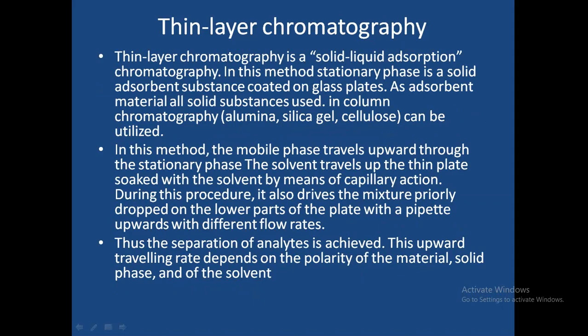Next comes thin layer chromatography. Thin layer chromatography is a solid-liquid adsorption chromatography. In this method, the stationary phase is a solid adsorbent coated on a glass plate. As adsorbent material, the solid substances used in column chromatography, for example alumina, silica gel, cellulose, are all used as adsorbents that can be utilized in thin layer chromatography.